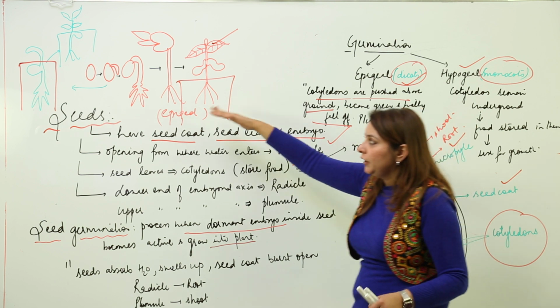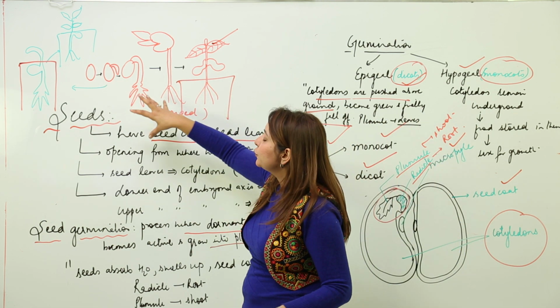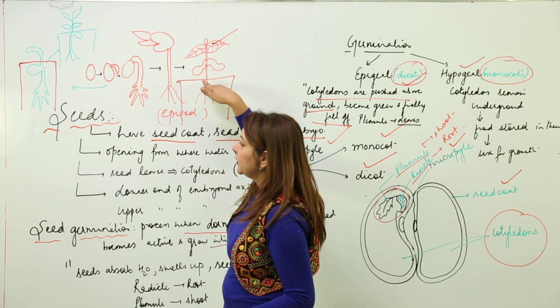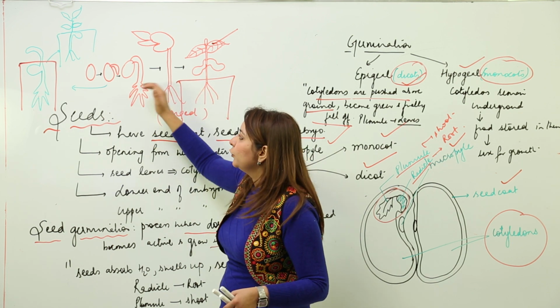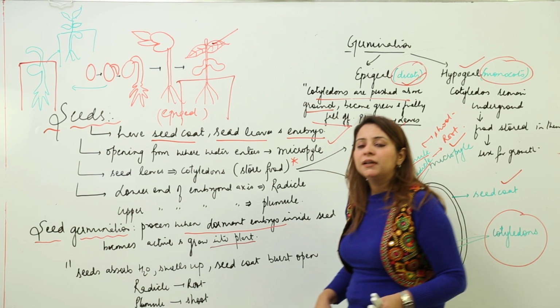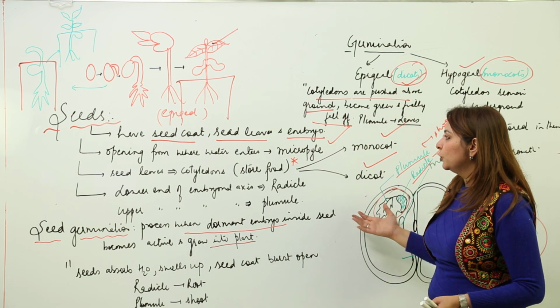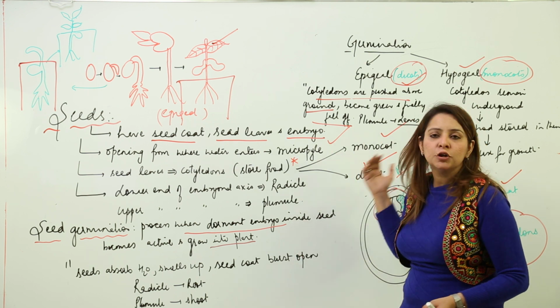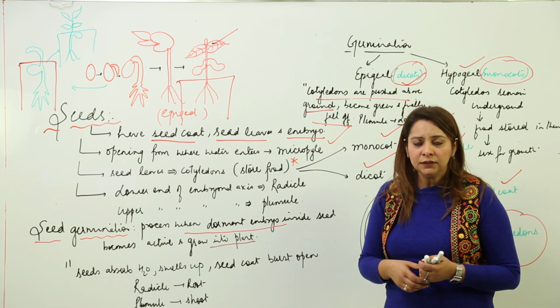You also need to draw the diagrams. I have drawn both diagrams from the same figure, but you should make these stages for the dicot separately and for the monocot separately, for the better understanding of the examiner. So this is all about the seed, its structure, the germination and the types of germination which we observe in monocot and dicot.